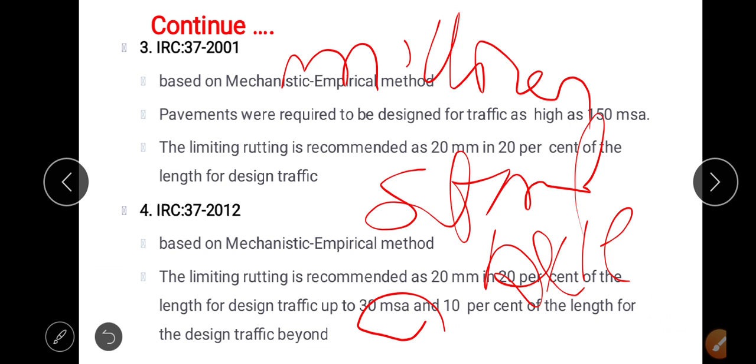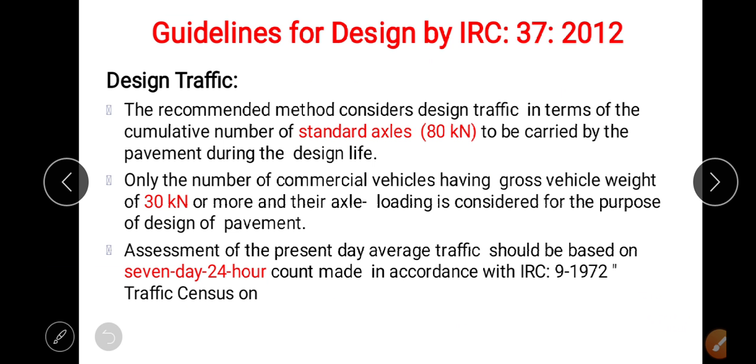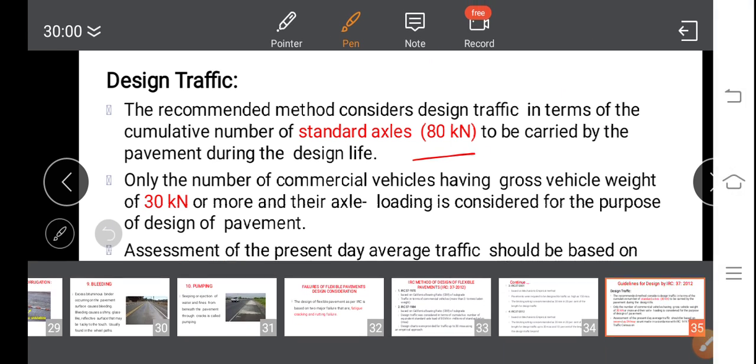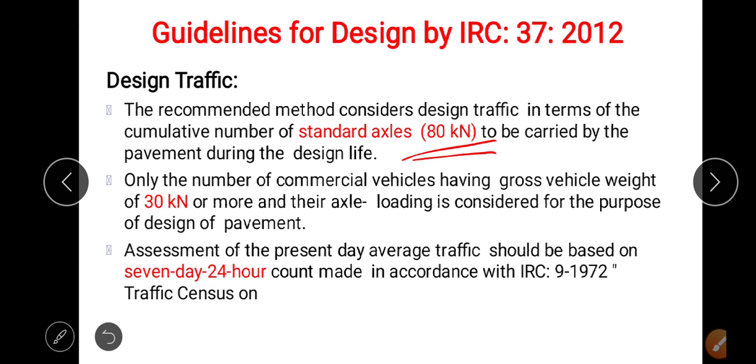And 10% of the length for the design traffic beyond that. The recommended method considers design traffic in terms of the cumulative number of standard axles of 80 kilonewton. I do not wish to read all the words in the paragraph; you yourself can understand, right? Only the number of commercial vehicles having gross vehicle weight of 30 kilonewton. That is important, gross vehicle weight you have to consider. And their axle loading is considered for the purpose of design of pavement.